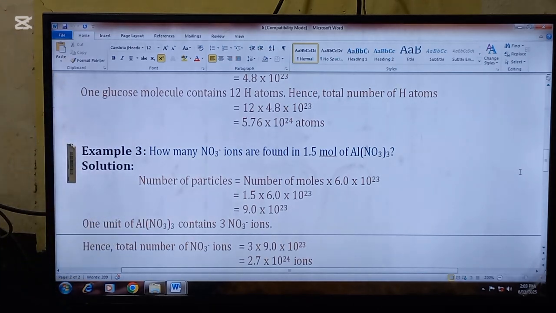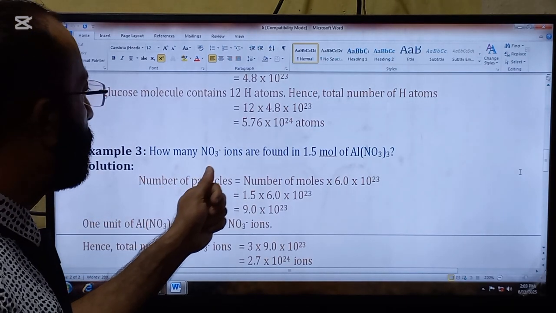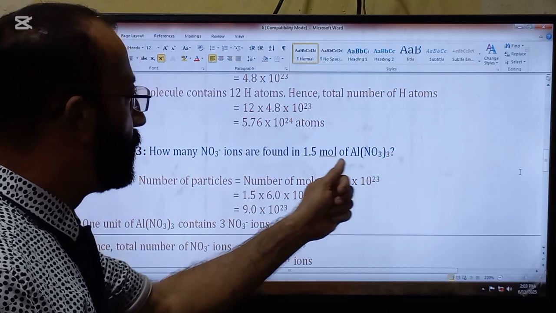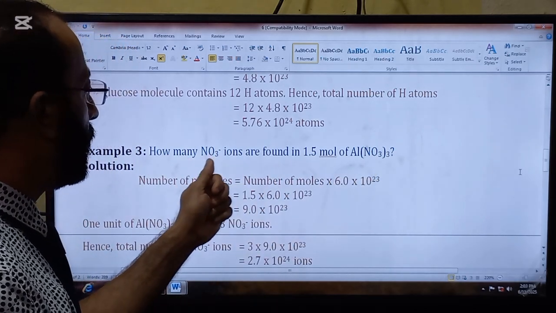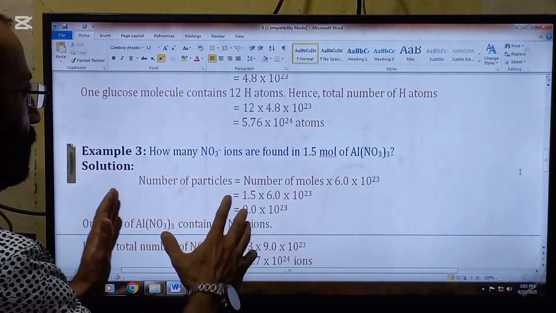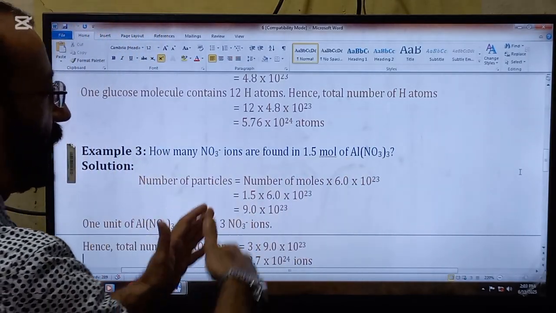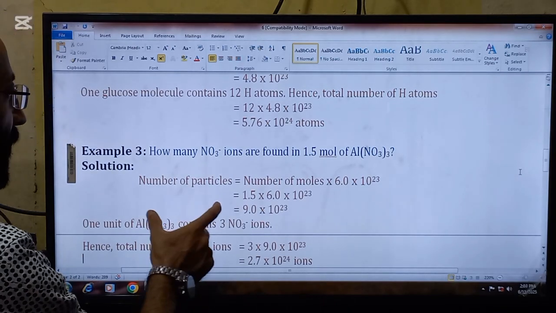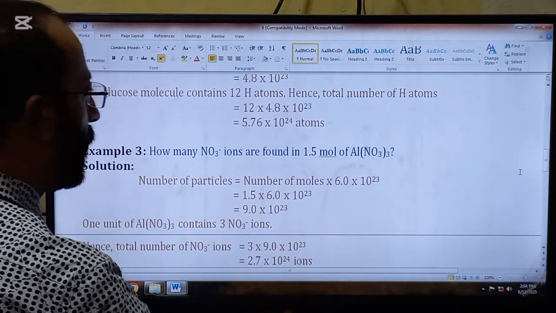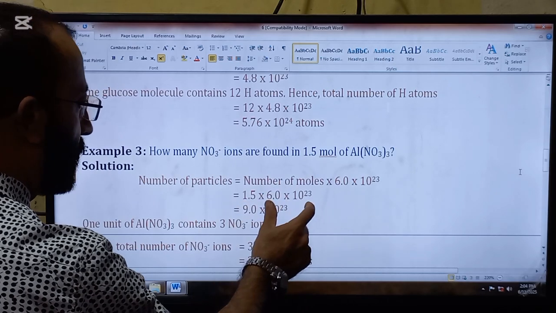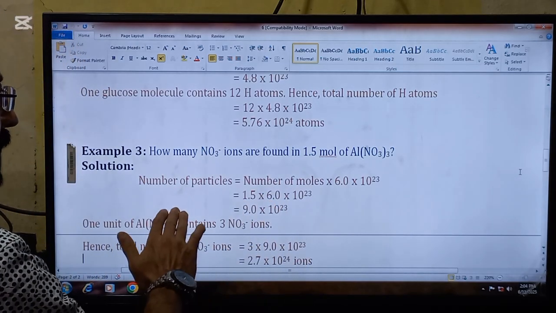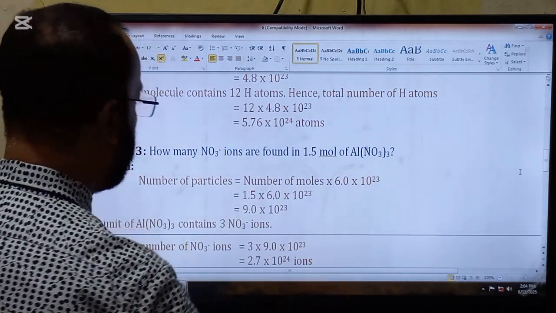Okay, here is another example. How many nitrate ions? So look at the full molecule first. So we are required the nitrate ions, not of the full molecule. So first we will find the number of the particles in the full molecule. So number of the particles is equal to number of the moles multiplied by 6 multiplied by 10 raised to the power 23. So look, moles are given. This number will remain same. Multiply them. This is the answer. So these are the number of the particles in the full molecule.